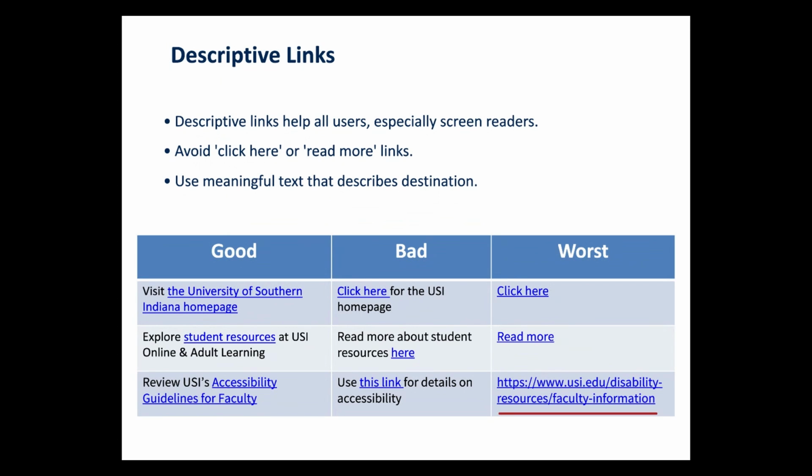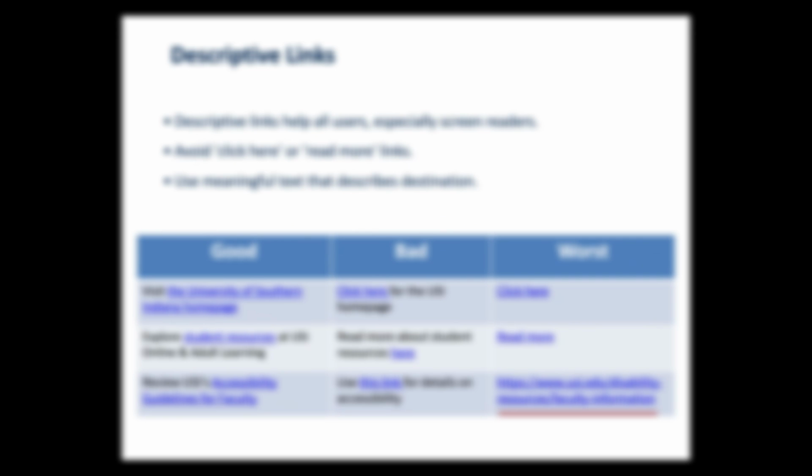Avoid using web addresses in your course materials. A person with a screen reader would hear something like this: https://www.usi.edu/disability-resources/faculty-information.